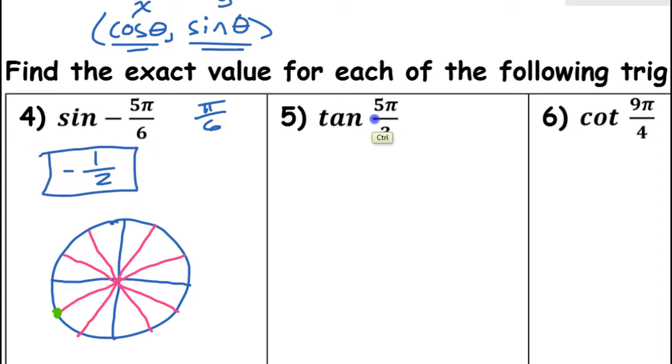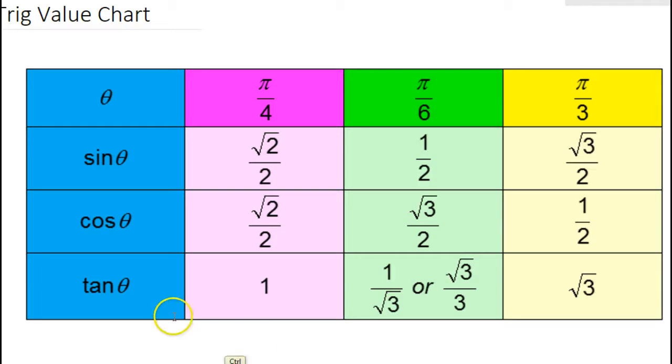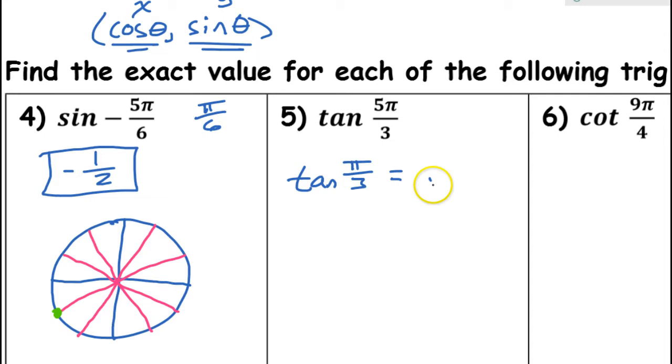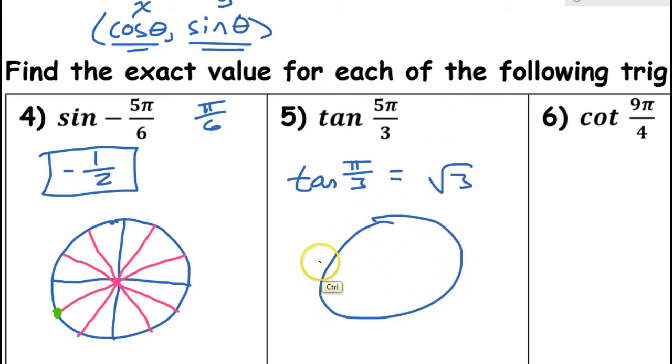Okay, look at number 5. The reference angle is pi over 3. So we're going to start by asking ourselves, what is the tangent of pi over 3? And again, we've memorized that. The tangent of pi over 3 is radical 3. That means the tangent of 5 pi over 3 is either going to be radical 3 or negative radical 3. To decide whether it's negative or not, I just need to understand what quadrant I'm in.